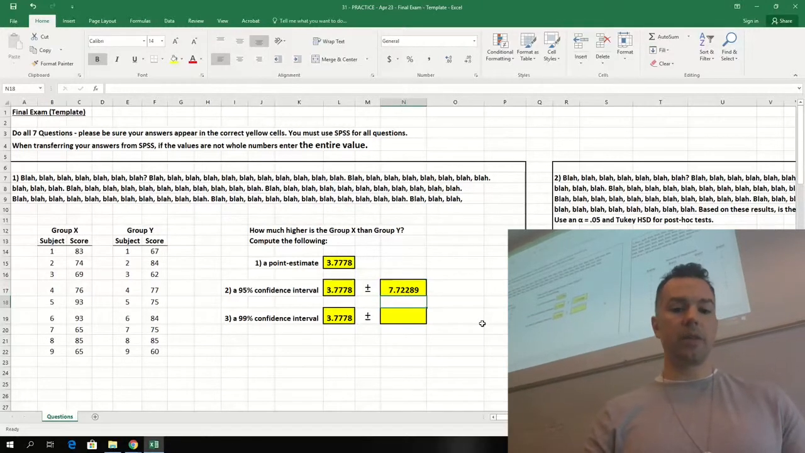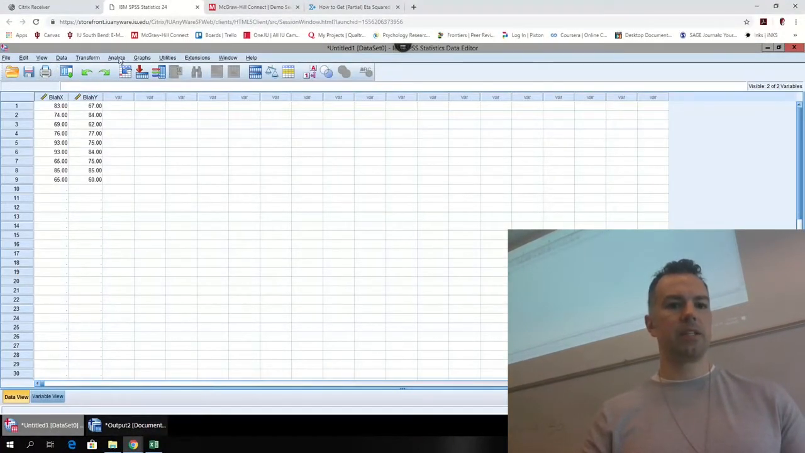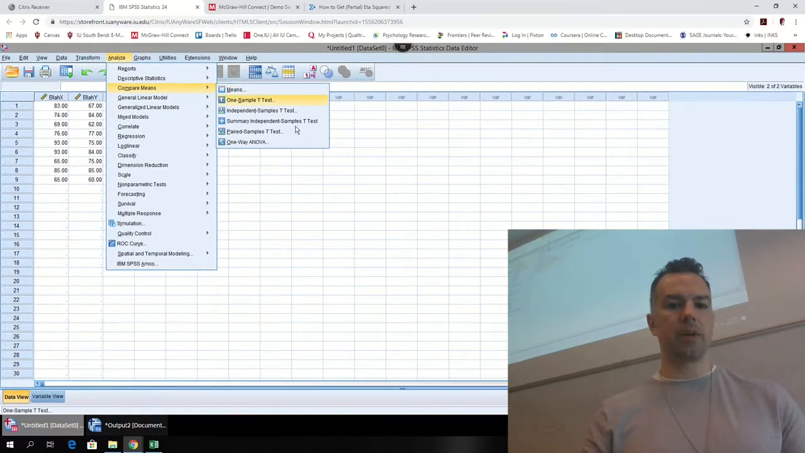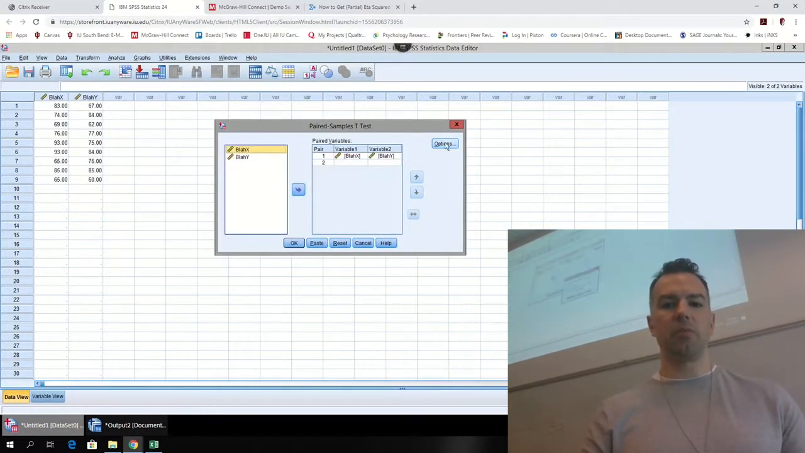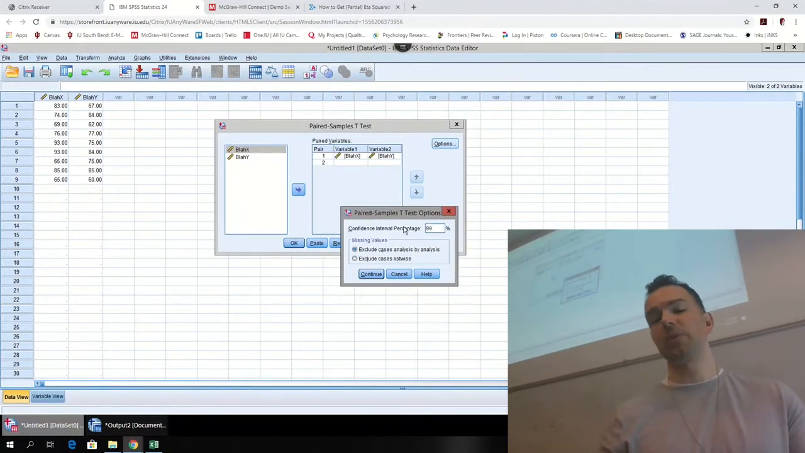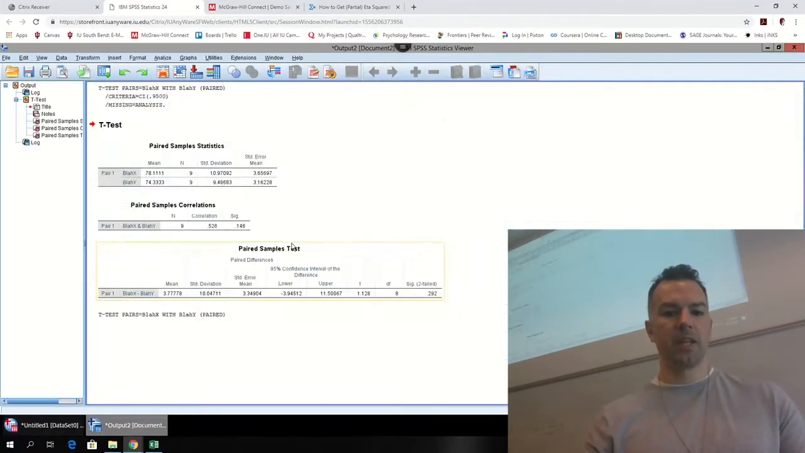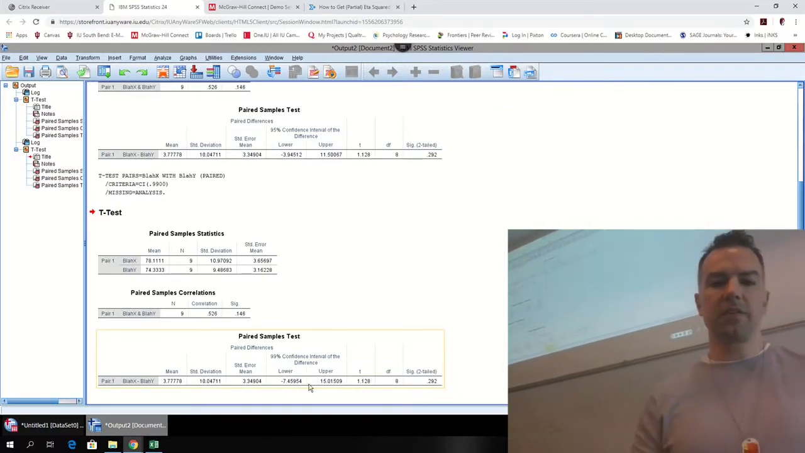So then the only other thing that we need to do is we go back into SPSS, we go back to the data here, we go back to analyze, compare means. We're still doing that paired samples t-test. Everything is set up. The only thing we need to do is go back to those options and change that confidence interval now to the next one that we're asking for, which is 99. We hit continue, we hit OK, and we got our 99% confidence interval of the difference.